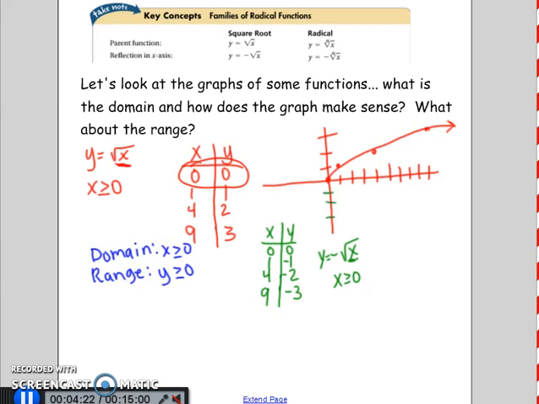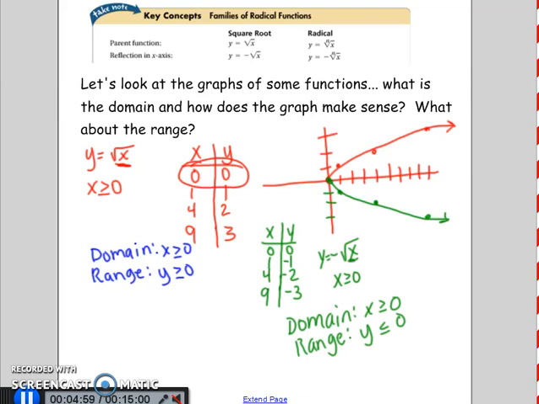If we look at the graph of this one, it's starting at 0, 0 like the other one. I have 1, negative 1. I have 4, negative 2, and 9, negative 3. If we look at this piece, it's also a hook, but it's going the other way. It's a reflection of the other one. So our domain here is going to be x is greater than or equal to 0, and the range, in this case, is going to be y is less than or equal to 0, since it's going underneath.